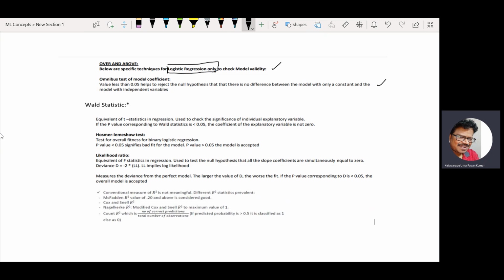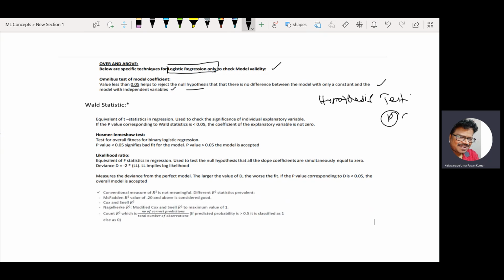The omnibus test of model coefficients: if the p-value is less than 0.05, it helps to reject the null hypothesis that there is no difference between the model with only a constant and the model with the independent variables. There is a concept of hypothesis testing, which strongly depends on the p-value. If p reaches a certain value, we reject the hypothesis; otherwise, we accept it.